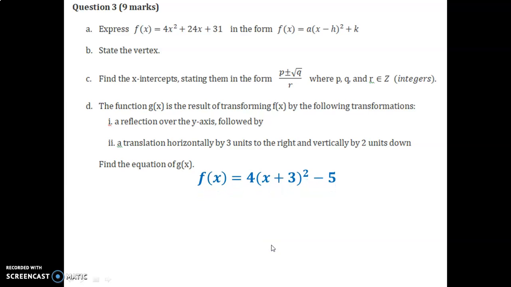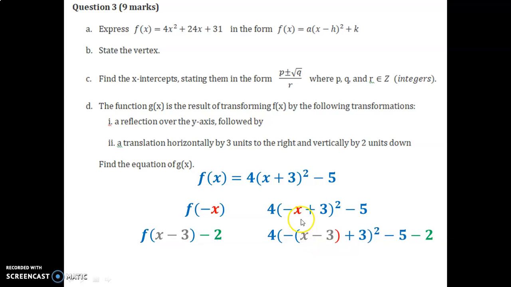Okay, let's look at part D. Here we have our vertex form, and we're going to transform it. To transform it, we first are reflecting over the y-axis. When we reflect over the y-axis, we're making all x values negative. Therefore, -x goes into here. So we get this. That x is replaced by -x. Next, we're going to do a translation horizontally 3 units right, vertically down 2 units. So horizontally 3 units right means we're putting x minus 3 in. And then down 2 units means -2 from the whole function, because we're doing that. That's affecting y values. So x minus 3 replaces that x.